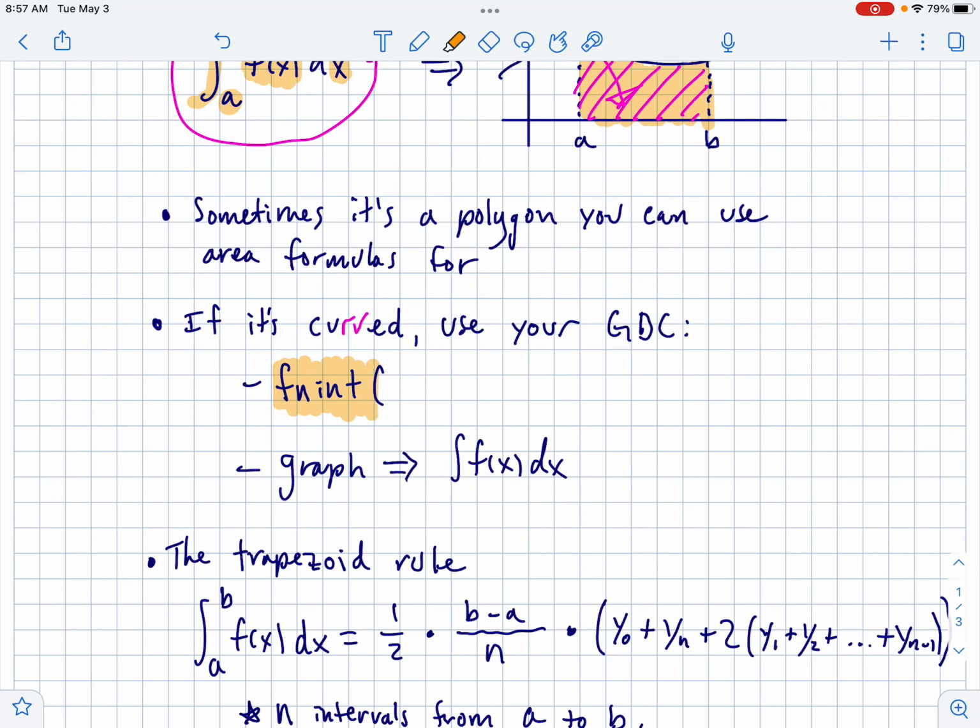So one of the main ways we did it was with fnInt. You can find that by hitting the math button and then scrolling up a little bit. That one's super great if you have a nice menu on the TI-84 Plus, but it works on the 83 as well. You just have to punch in things in a certain order. I think the order is backwards of what it should be. It's the function, and then you put x because that's with respect to x, and then it's the lower bound, and then the upper bound.